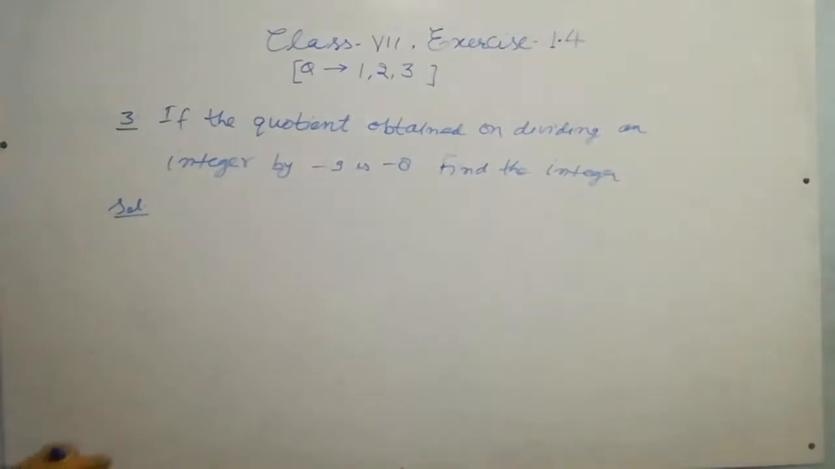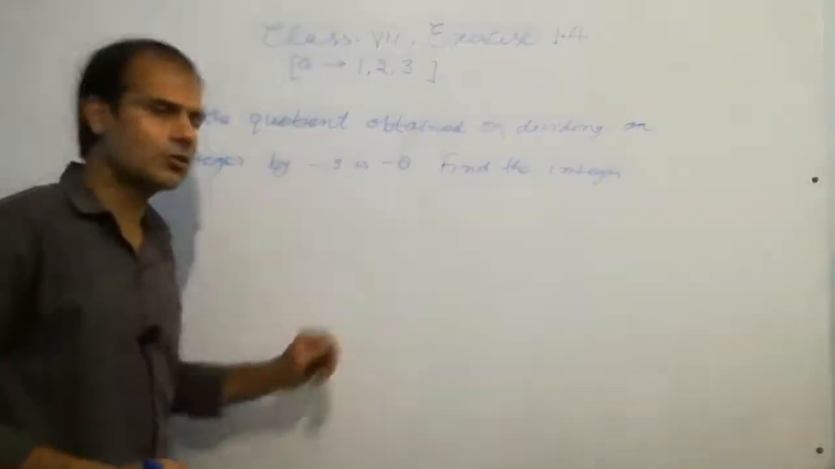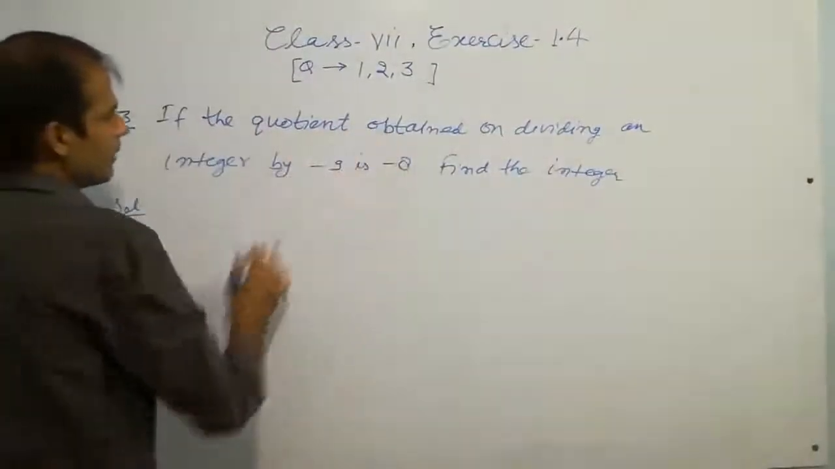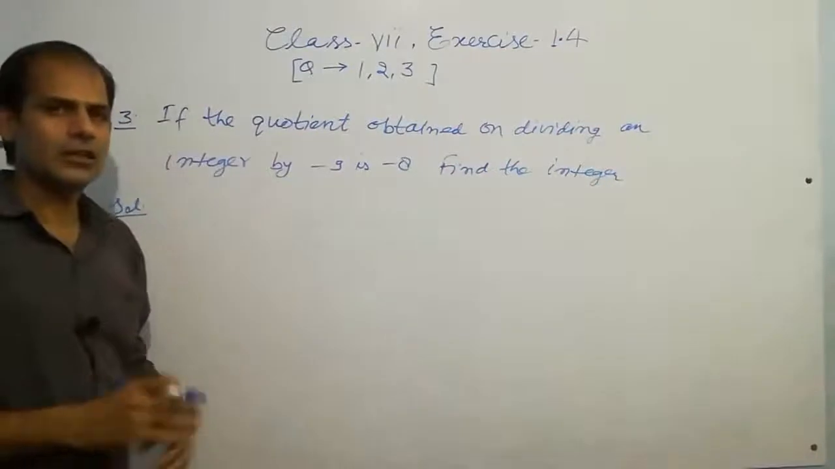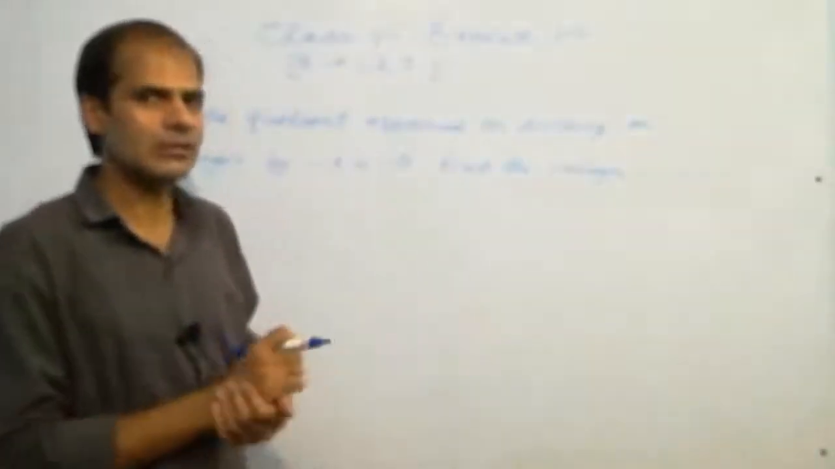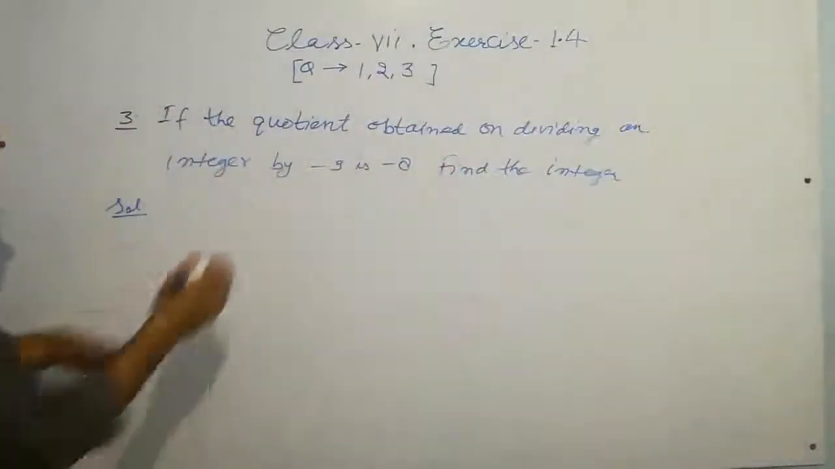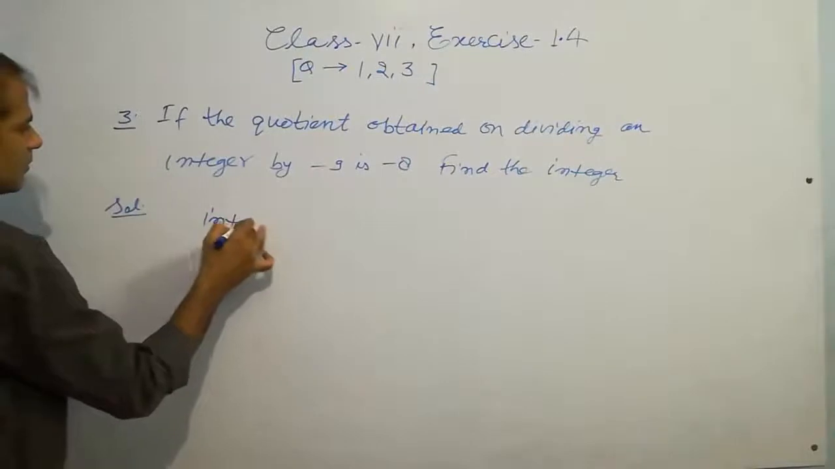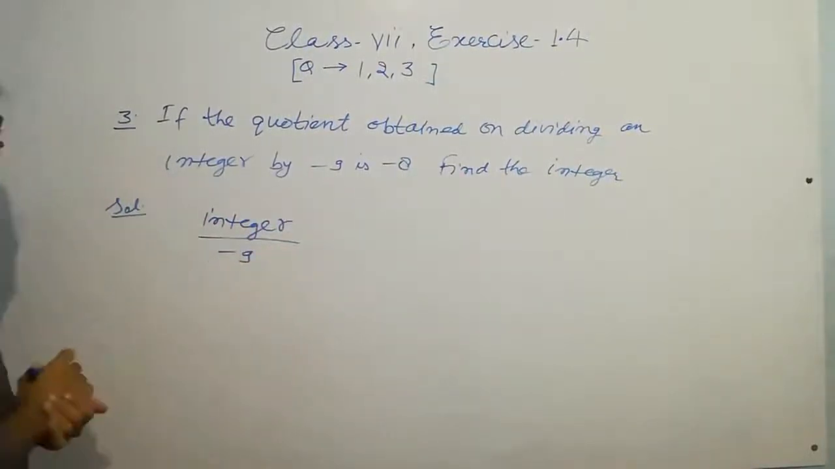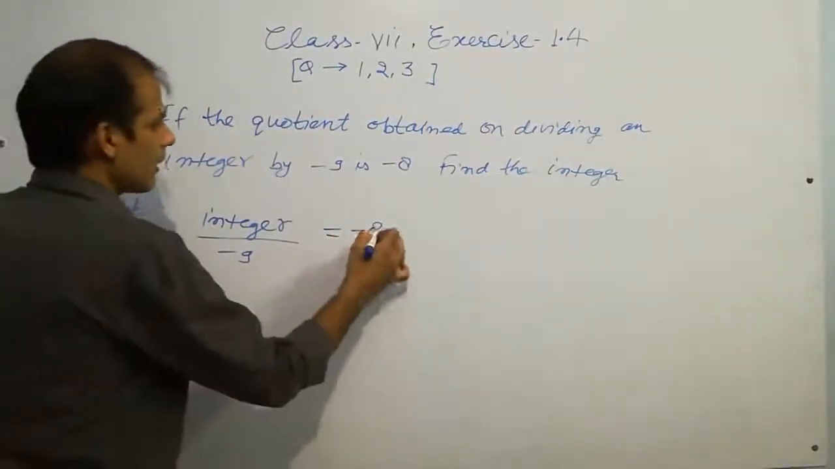Again, you have to make a relation, that is, an equation also. So according to the given conditions, if the quotient obtained, what is the meaning of quotient? If you divide an integer by another integer, the result is called the quotient. So dividing an integer by minus 9 equals minus 8.